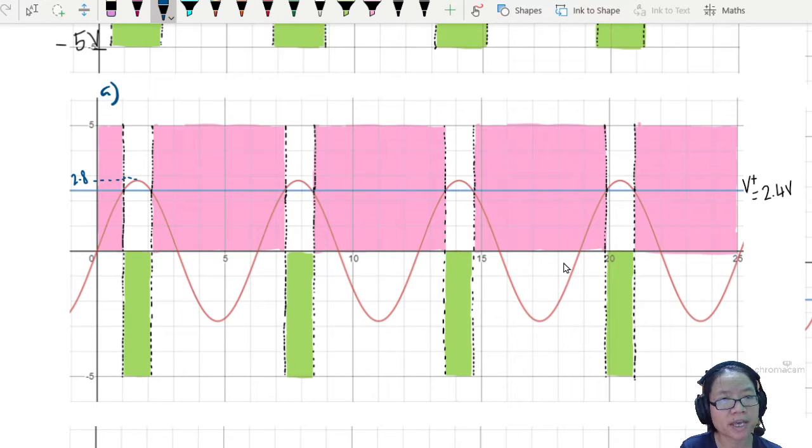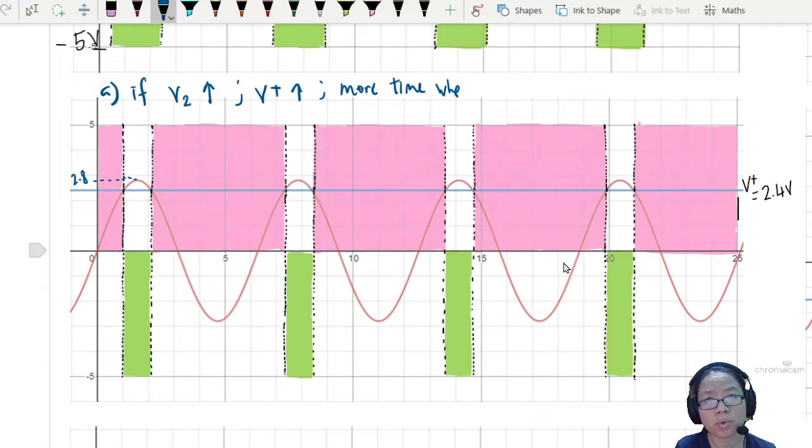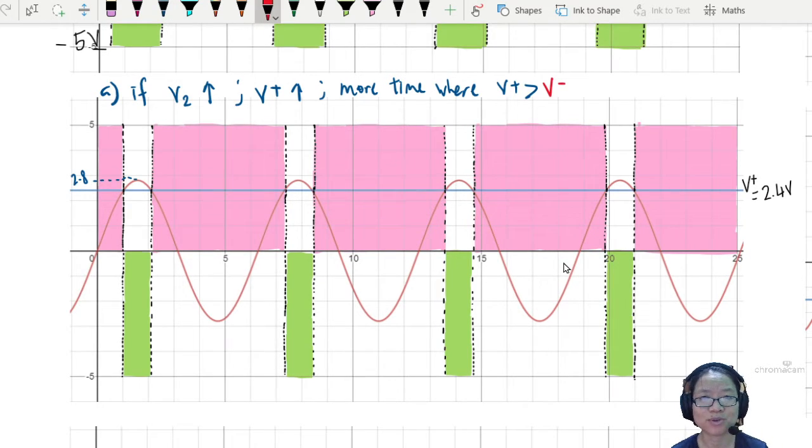So this is part A. If your V2 increases, this means your non-inverting input increases. This means that there is more time where V plus is greater than V minus. Okay, so there will be a longer time where your V plus, which is your non-inverting input, is greater than your V minus, which is your inverting input. So this means what happens to your output?